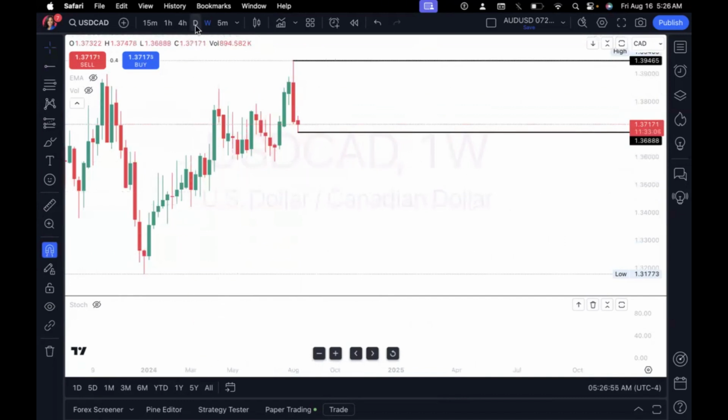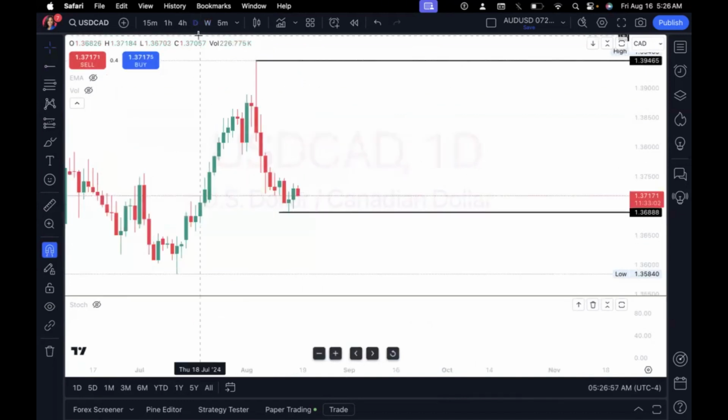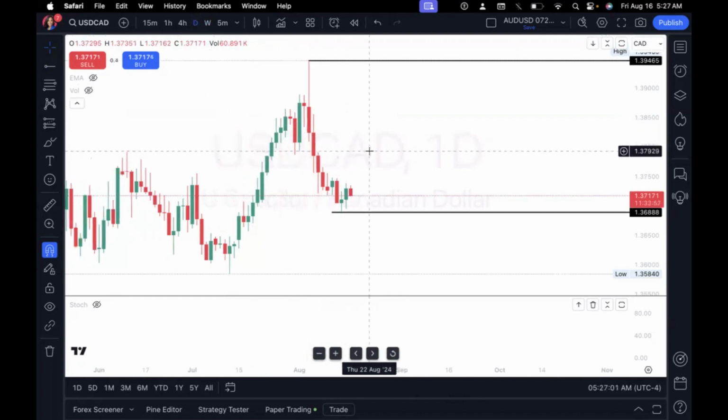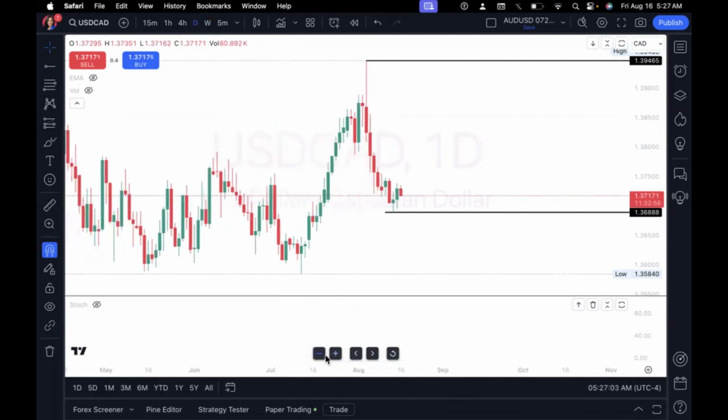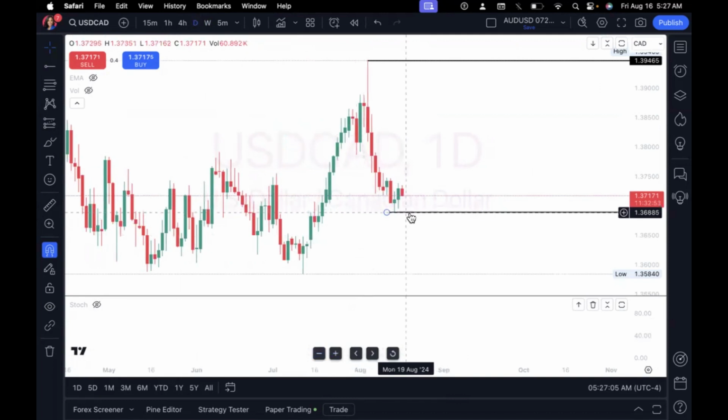Now the next thing we're going to do is take this down to a smaller time frame, which is the daily. We can see on our daily chart that the market is actually closer to the support than it is to the resistance.